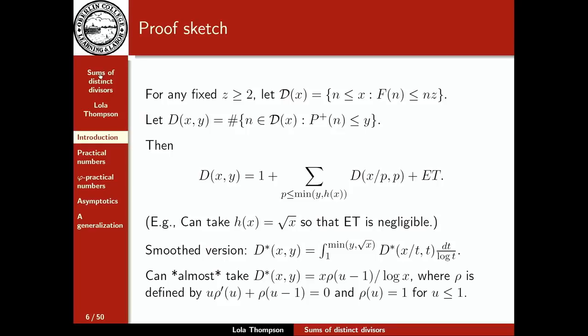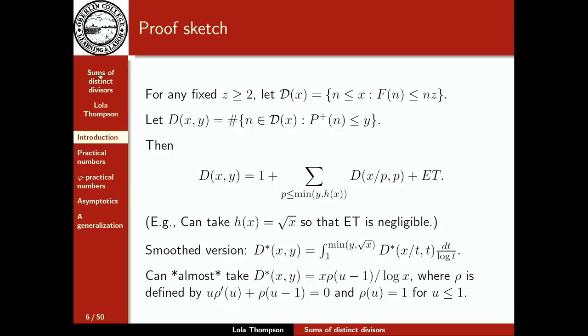And if you take your h of x to be about square root of x, then you can create sort of a smooth version where, rather than summing, we're taking an integral. And then we can say that this D of x is almost something like x times rho of u minus 1 over log x, where u is log of x over log of y, and rho is the Dickman function, but not quite. So you get something of that shape, and then you just have to understand some properties of the Dickman function, and you also have to realize that this isn't quite the right shape, and so there's a lot of work that goes into getting what exactly is the right shape.